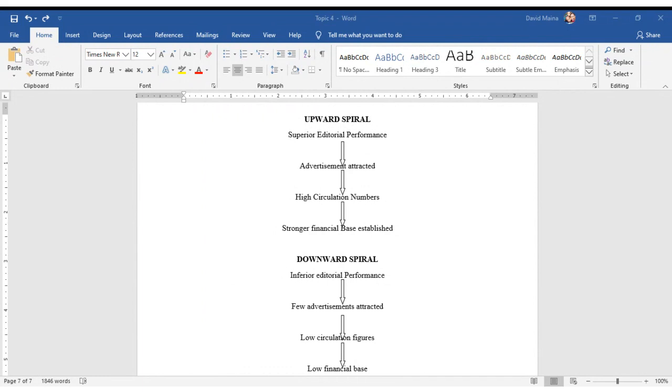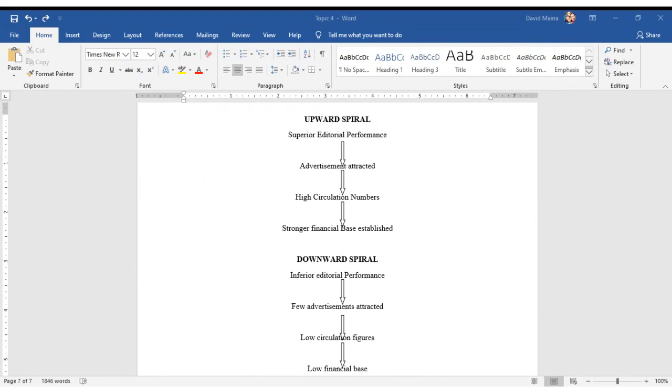Then when there is superior editorial performance, advertisers are attracted. When there is superior editorial performance, that means there will be a lot of people asking for that particular paper or buying that particular newspaper or watching your program or listening to your program. Then the advertisers will come and ask for space where they can actually advertise their products.